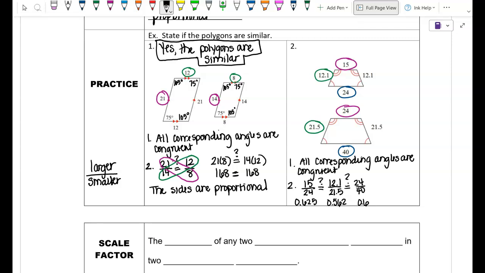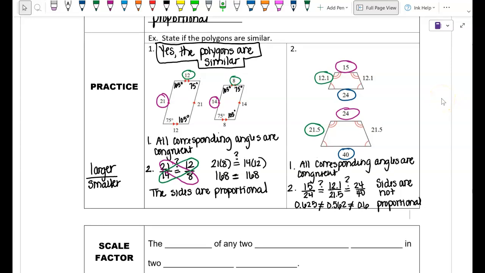Are those three decimals equal to each other? So I'm going to put the equal sign with the line through, showing they're not equal. And if they're not equal, that means the sides are not proportional. So even though the angles met their part of the criteria, the sides are not meeting their part of the criteria. So we would say no, the polygons are not similar.